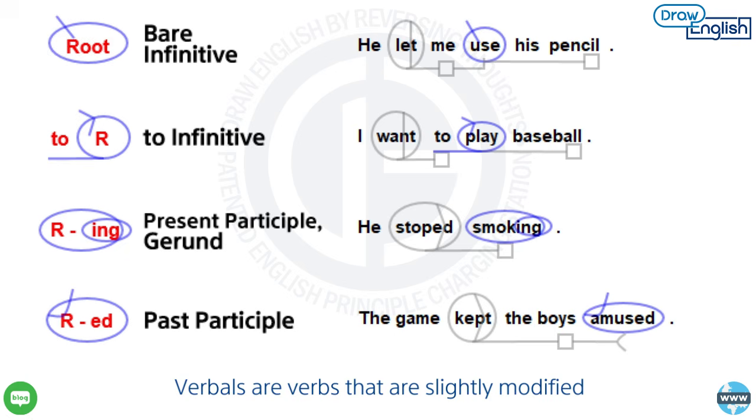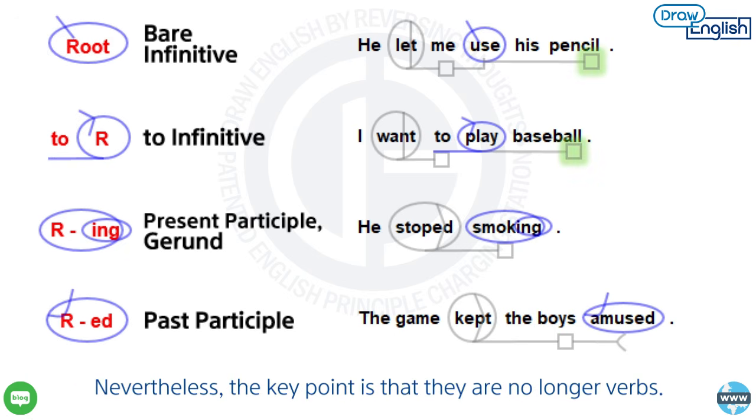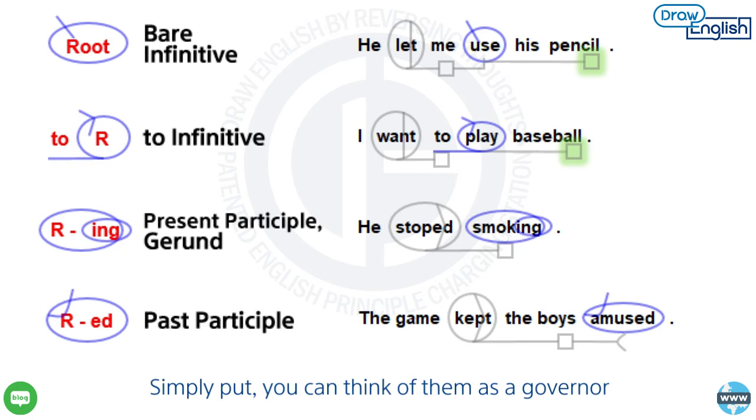Verbals are verbs that are slightly modified to function as nouns, adjectives, or adverbs. However, since their origin is a verb, they can have their own objects, complements, and modifiers. Nevertheless, the key point is that they are no longer verbs. Simply put, you can think of them as a governor who is not a king but still holds some power.